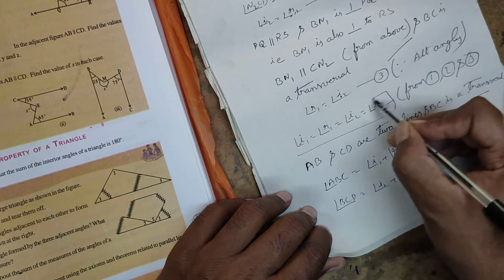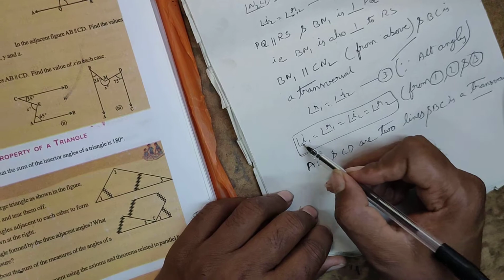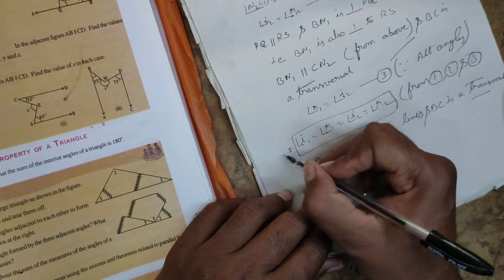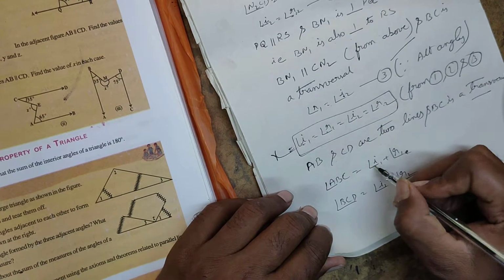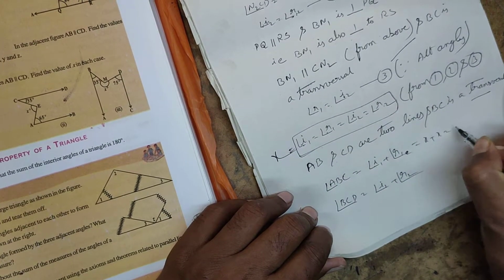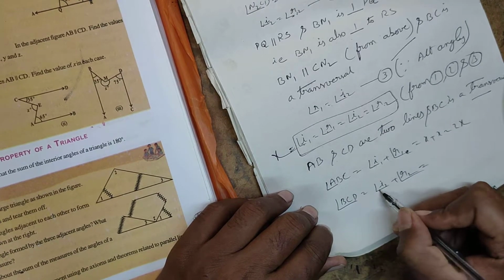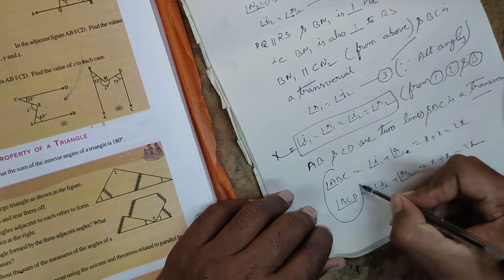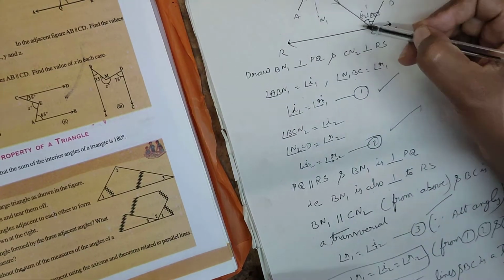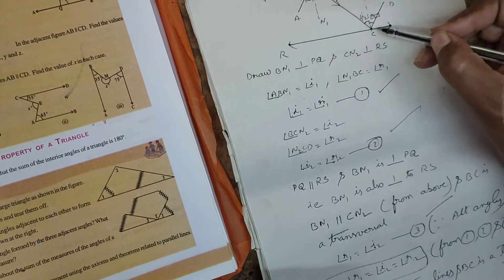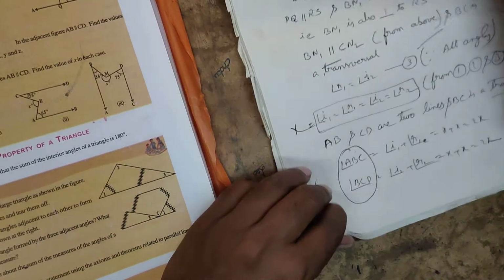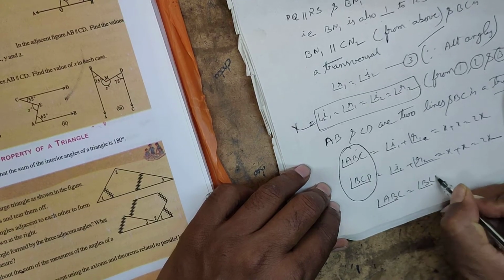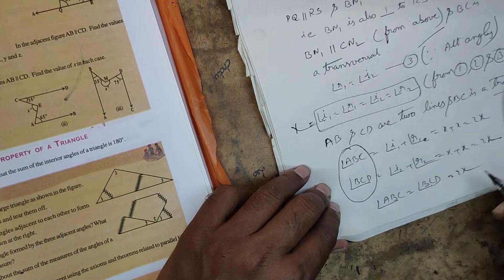Since all the four angles are equal, wherever I1 is there, R1 is there, I2 is there, R2 is there, you can keep X or not. So if you are assuming X, angle ABC becomes X plus X, that is 2X. Here also I2 is X only, R2 is X only. This is also 2X. Means what you observed, angle ABC is 2X, angle BCD is also 2X. Therefore, you proved angle ABC is equal to angle BCD is equal to 2X.